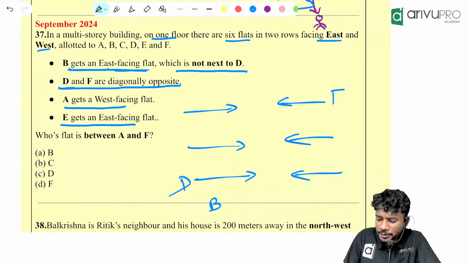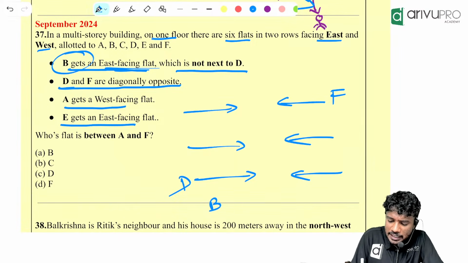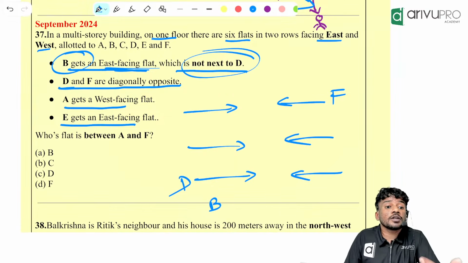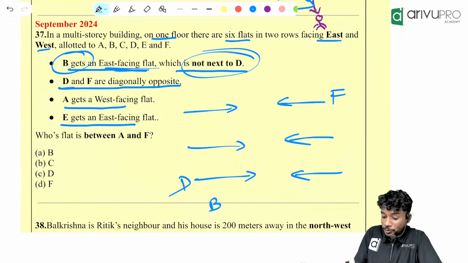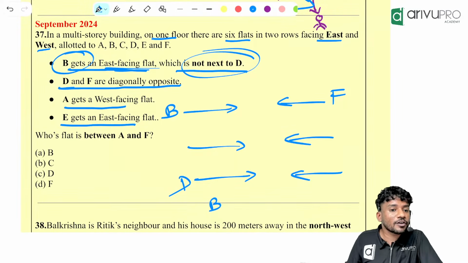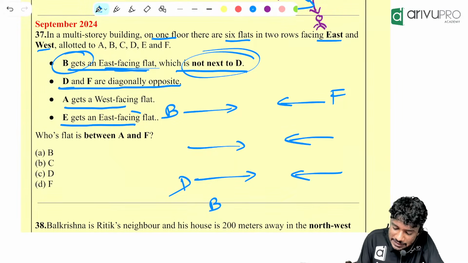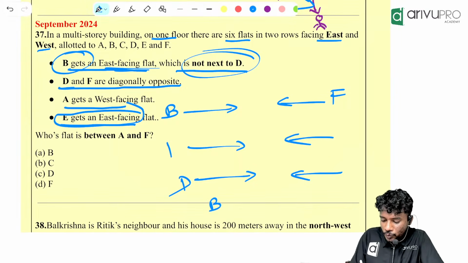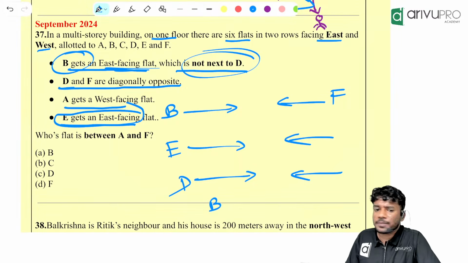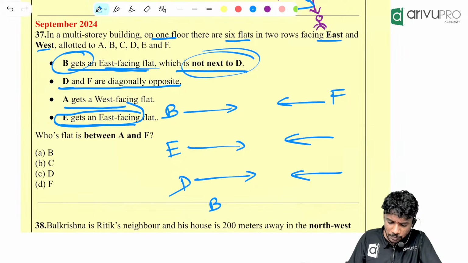Then F will be where? F will be diagonally opposite. Then they are telling B gets an east facing flat but not next to D. That is our condition for putting D not next to B. Then B will be where? B will be somewhere over here. Then E gets an east facing flat. So here the final person will be E. Then what is remaining, people?